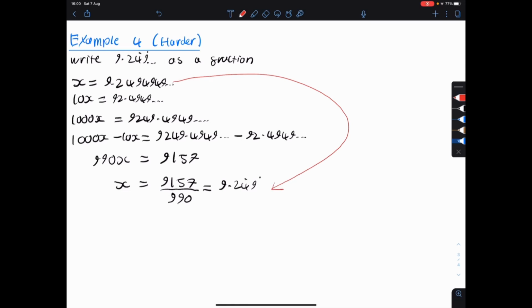So, I hope this enlightens you on the method of how to convert reoccurring decimals to fractions, and with enough practice you'll be able to see this process and what you need to times our x equation by in quite a quick time.